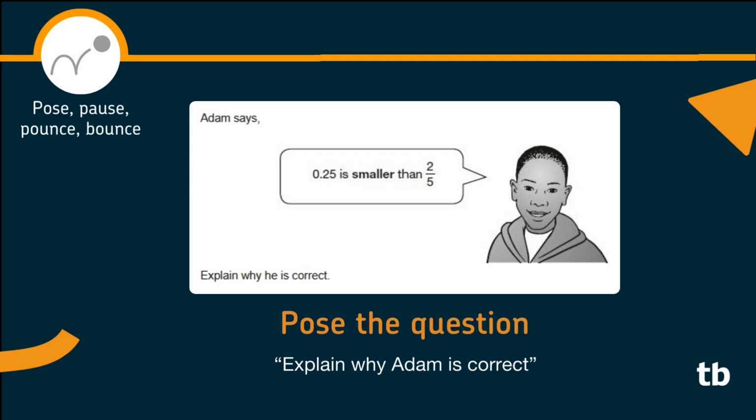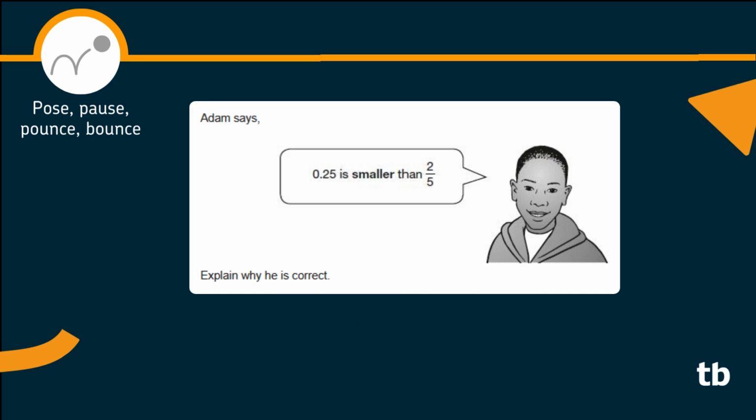Start by posing an open-ended question like, why is the sky blue? Or how would you explain the answer to this problem? By using this type of question, there is no right answer, but it allows the pupils to access the question at their level and demonstrate their understanding.